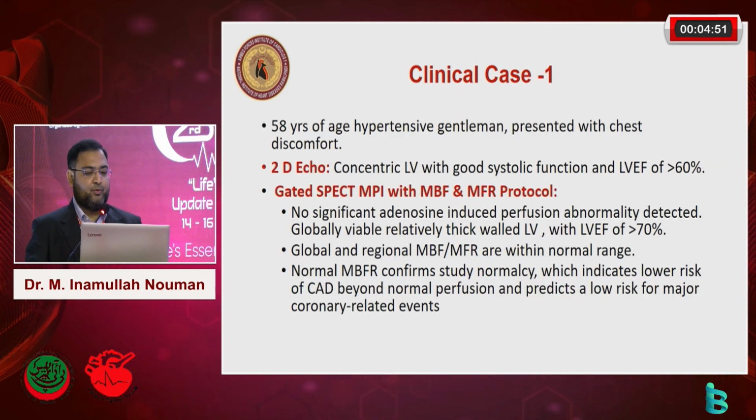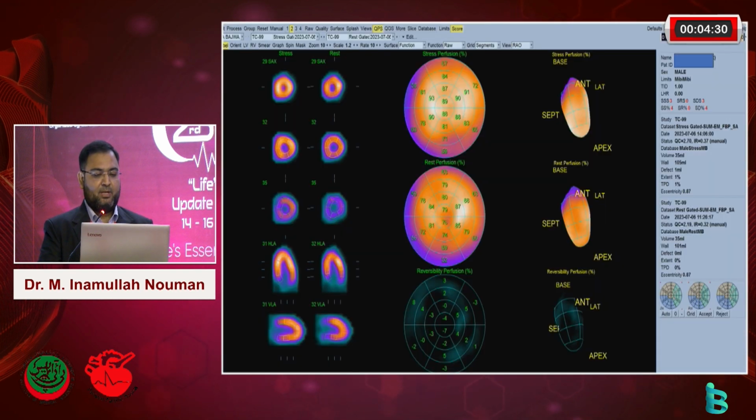So coming over to a few clinical cases. A 58-year-old hypertensive gentleman presented with chest discomfort. 2D echo was normal, and we did traditional SPECT MPI with MBF and MFR protocol. There was no significant adenosine-induced ischemia, and the global MBF and MFR values were normal.